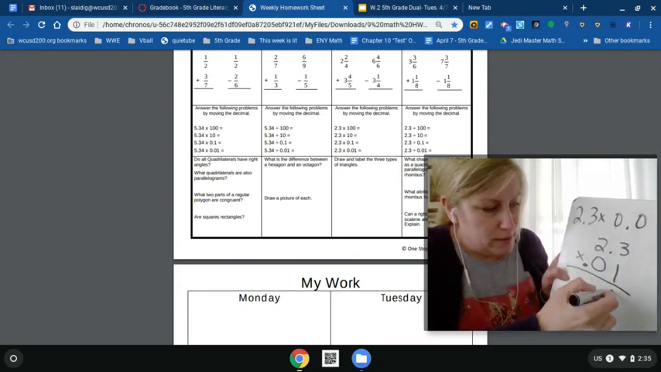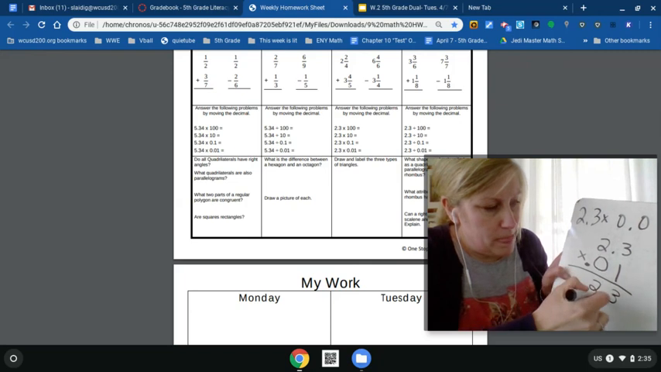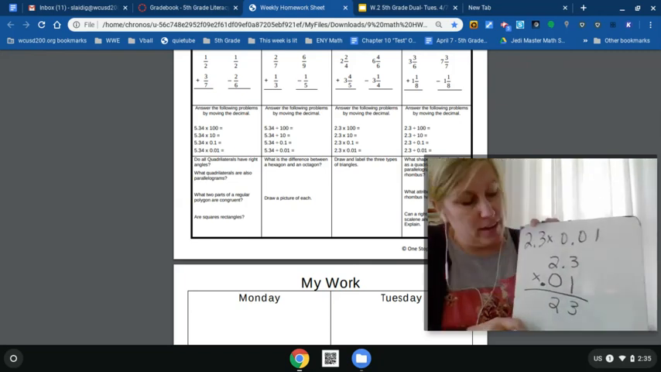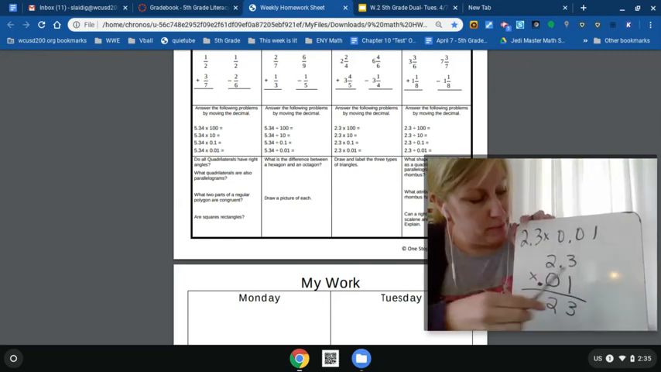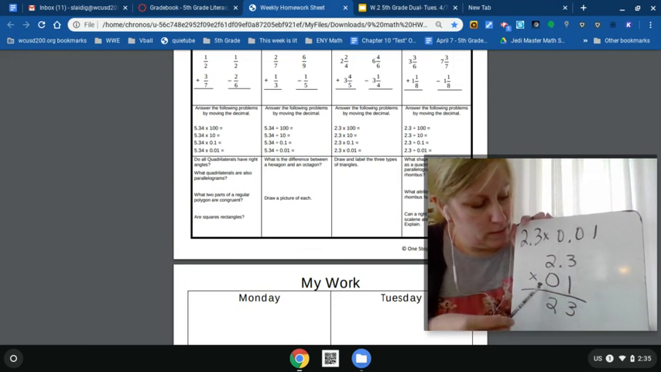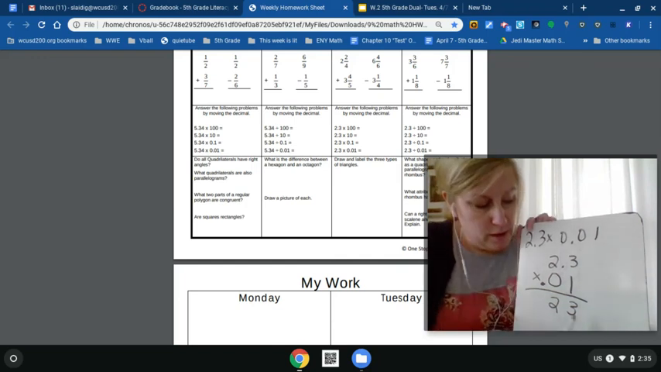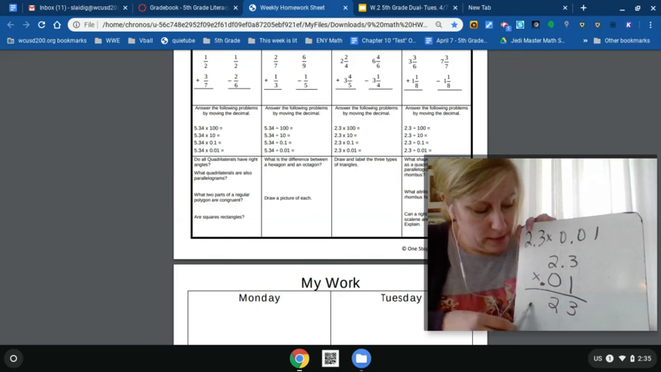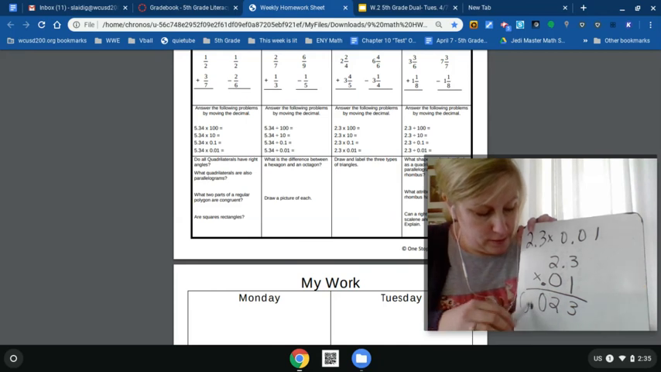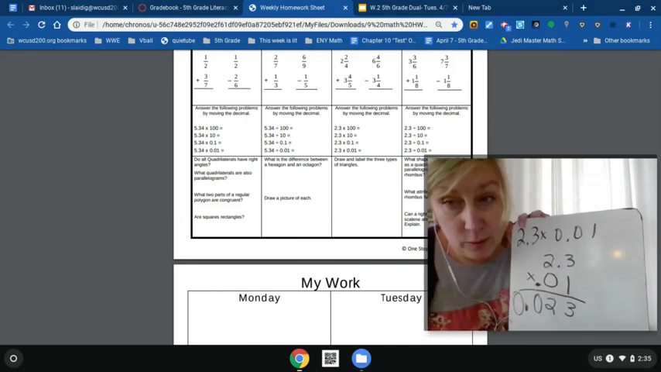3 times 1 is 3. 2 times 1 is 2. Now, be careful. How many times do I have to come in with the decimal? 1, 1, 2. So if I add all that up, that's 3, right? 1, 2, 3 spots. So come over here. 1, 2, 3. So what do I put here? 0. So your answer for that one is 0.023.